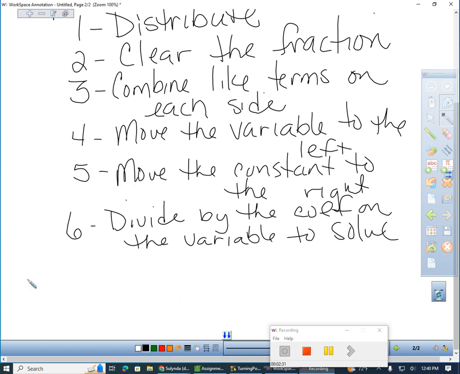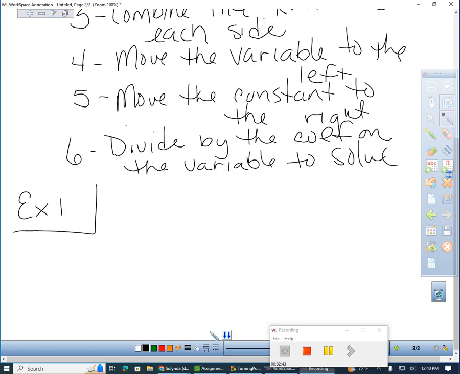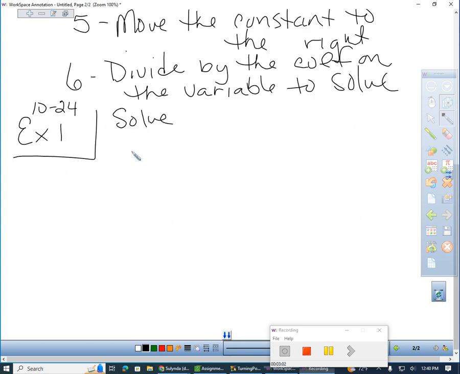All right, here we go with example number 1. And this is 10 through 24. Let's start with 10 through 24. Solve. Almost all. Solve. So let's say I have 3 times 2x minus 1, plus 7, equals x minus 9.